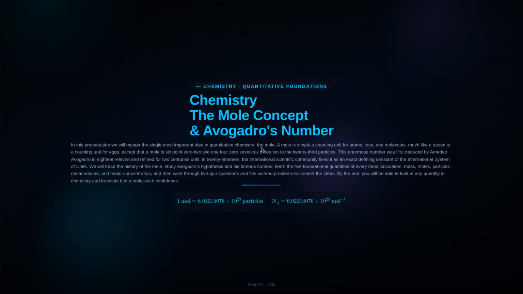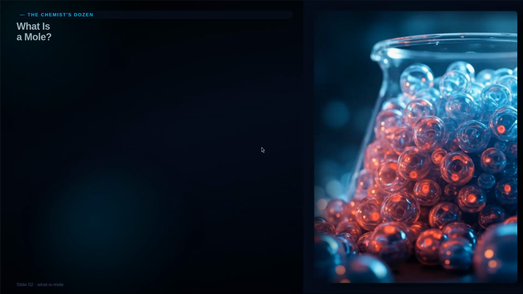Today we explore one of the most fundamental ideas in all of chemistry, the mole concept and Avogadro's number. Imagine trying to count every grain of sand on every beach on Earth. The mole is how chemists count the unimaginably small building blocks of matter. By the end of this journey, you will master how a single number connects the invisible world of atoms to the macroscopic world we can weigh, measure, and see.